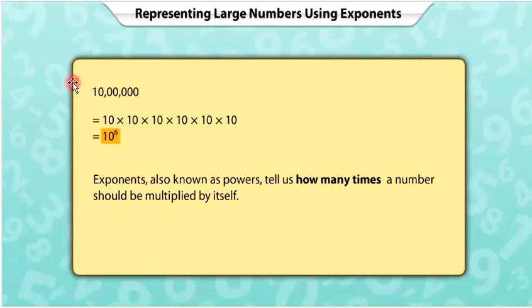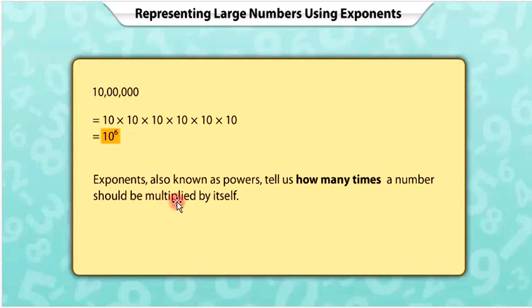Here is a number taken, that is 10 lakhs. So this number can be written in product form as 10 into 10 into 10 into 10 into 10 into 10. So 10 is multiplied 6 times here. So using the exponent form, we can write it as 10 raised to 6, where there are 6 zeros.